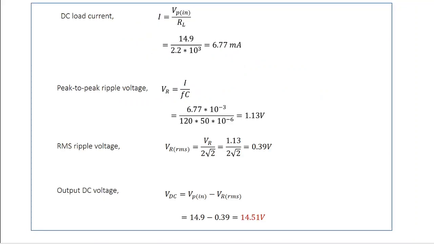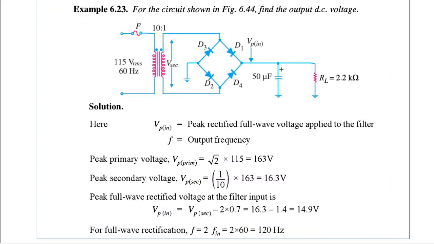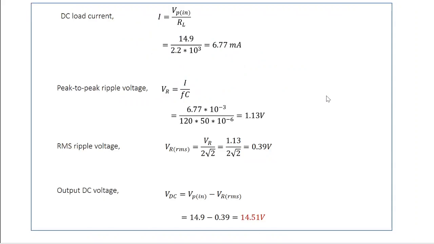Now let's find out the output DC voltage. First the DC load current. If you look here, we know that at the load only the DC component arrives, right? And the voltage is the same across both the capacitor and the load. So you have 14.9 volt across the load. So the DC load current is going to be voltage divided by the load resistance. So 14.9 divided by 2.2 kilo ohm, which is 6.77 milliampere.